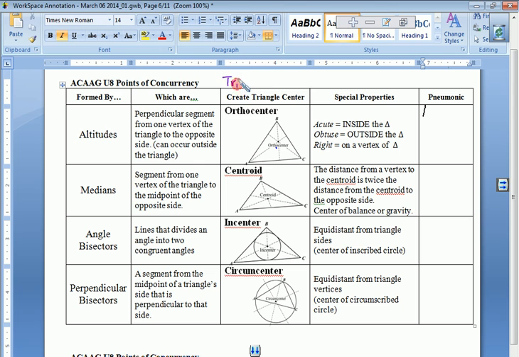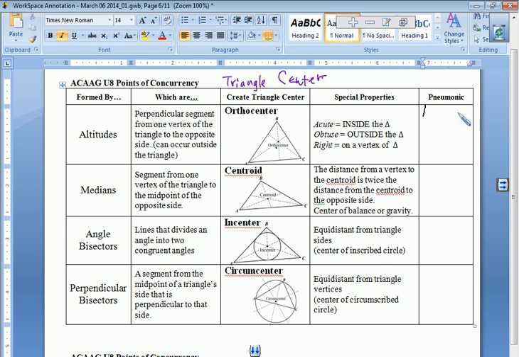Or triangle centers. Okay, so when we look at this, we have 4 different kinds. And you know what? I changed the order here after I printed yours. Do you see how yours isn't in the same order? Yeah. Okay, but it's the same stuff. It's all the same stuff, just mixed up a little bit.